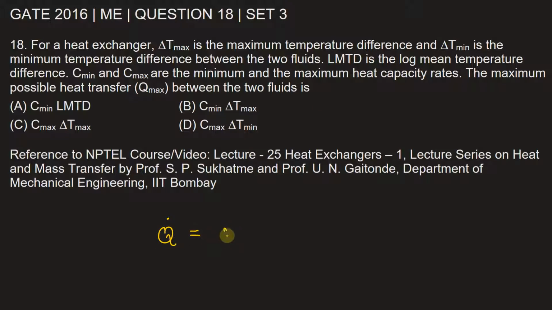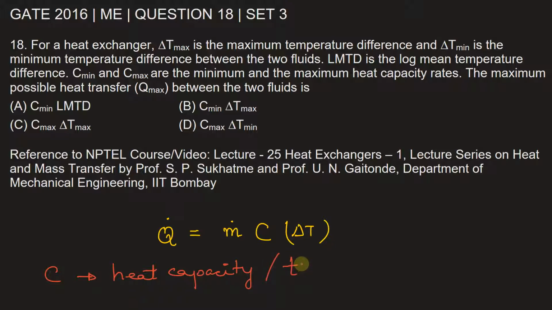we know the heat transfer rate is equal to m, that is the mass flow rate, multiplied by C, heat capacity rate, into temperature difference between two fluids. C is the heat capacity, or this is also called thermal capacity. And this C is an extensive property, and the specific heat capacity is an intensive property.